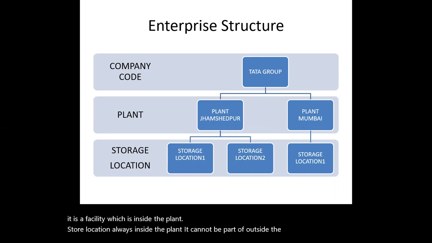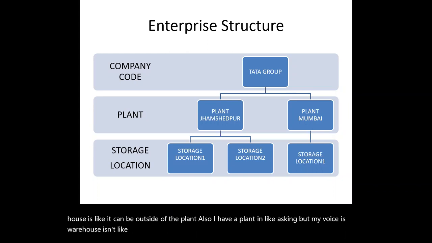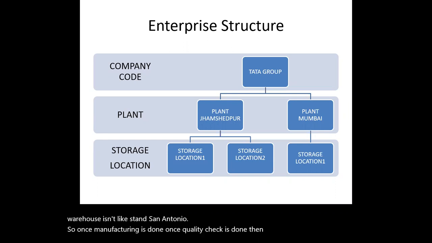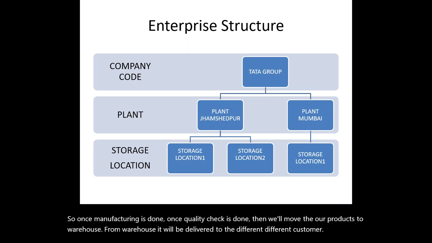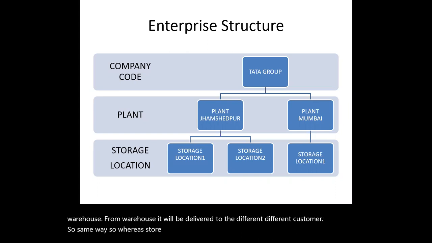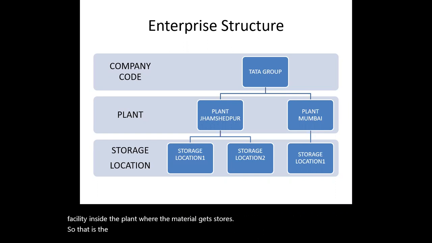Whereas a warehouse can be outside of the plant also. I have a plant in, say, Austin, but my warehouse is in San Antonio. Once manufacturing is done and the quality check is done, we move our products to the warehouse. From the warehouse, it will be delivered to the different customers. Whereas a storage location is always a part of the plant, a facility inside the plant where the material gets stored. So that is the main difference between a storage location and a warehouse.